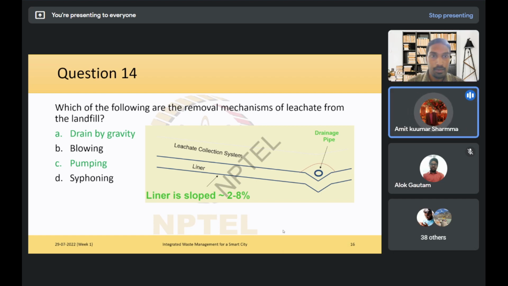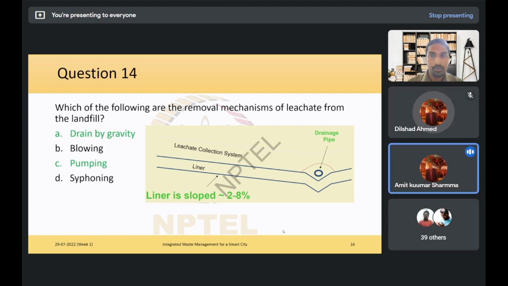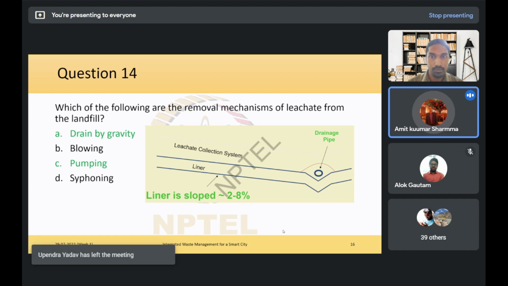Yes, sir. I have one question, sir. Draining by gravity is the design of a landfill so that the leachate can get to one side or wherever it is. It can be three to four areas where we can put a slope of 2 to 8%. So that is the design where leachate gets collected to one area or another area.